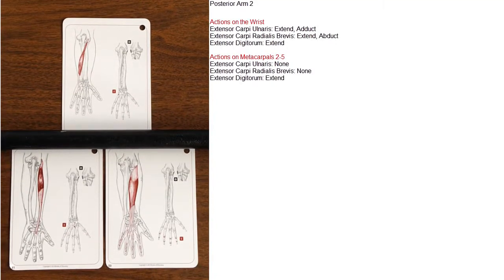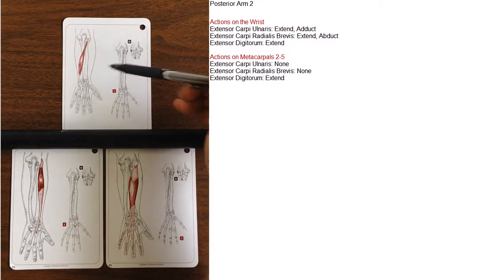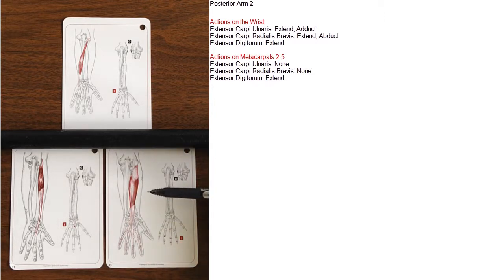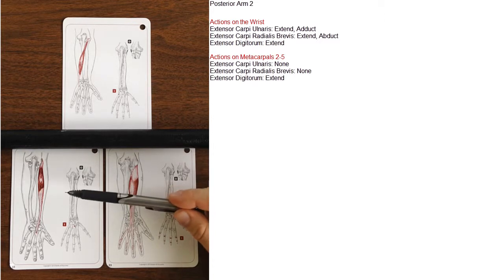All right, now we have the second of our groups of muscles on the posterior surface of the arm. We have the extensor carpi ulnaris, the extensor carpi radialis brevis, and the extensor digitorum. All three extend the wrist. The extensor carpi ulnaris also adducts the wrist, while the extensor carpi radialis brevis abducts the wrist.